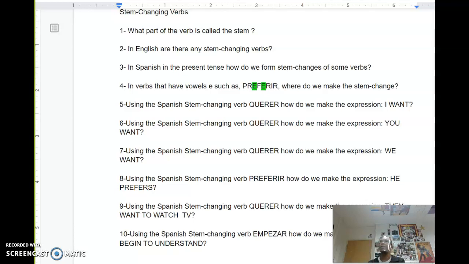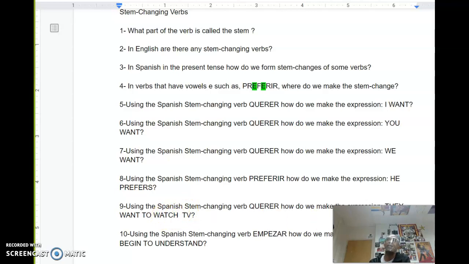So today we're talking about stem changing verbs. What part of the verb is called the stem? That will be the first question in the stem changing verbs. In English, are there any stem changing verbs?